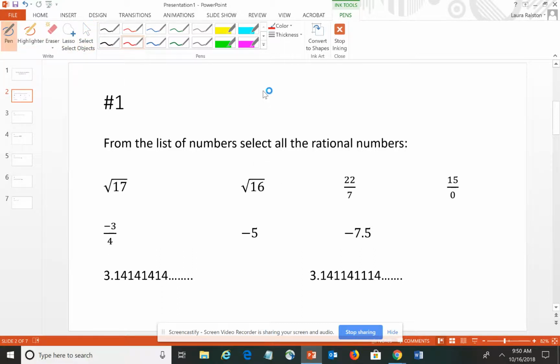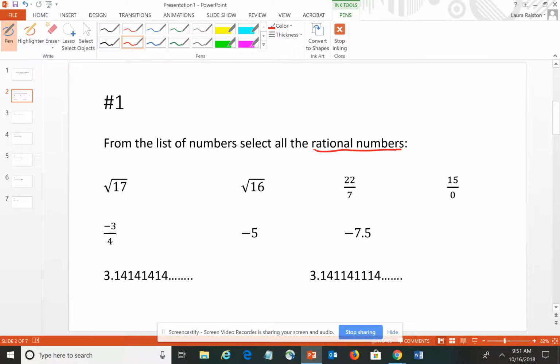Well, in order to answer that question, you guys have to remember what a rational number is. A rational number is anything that can be written as a fraction. So you have to look at each number individually and think about, could I write this number, such as the square root of 17, as a fraction?